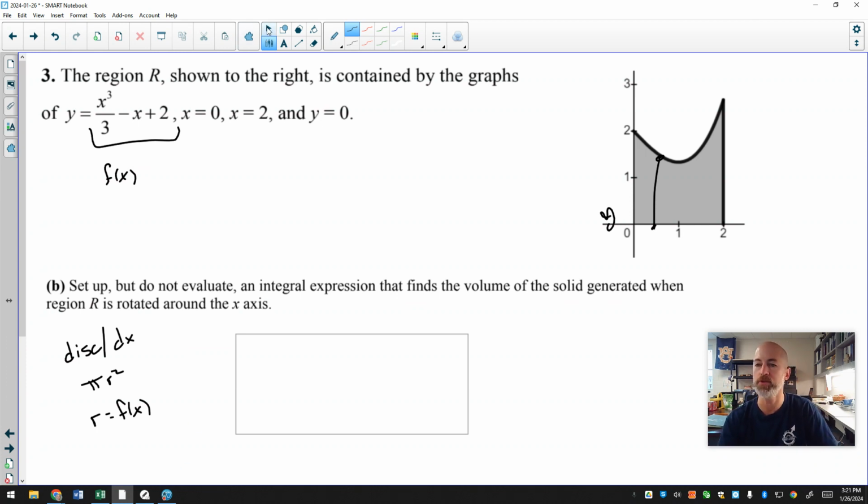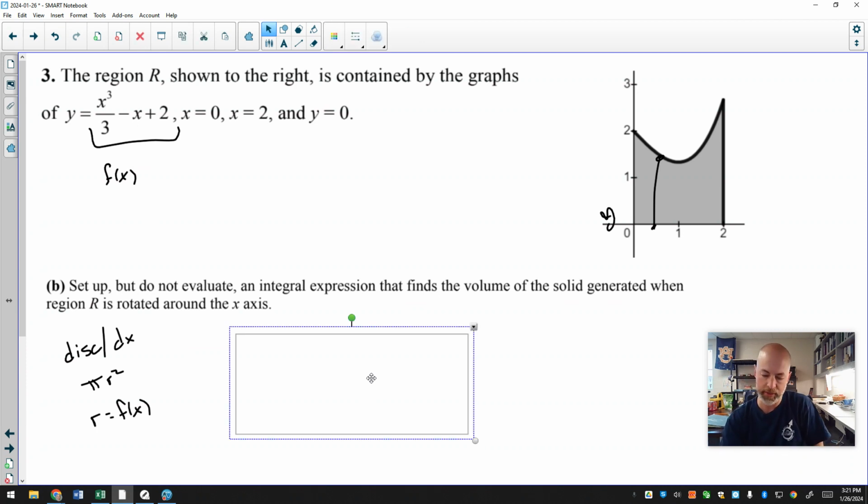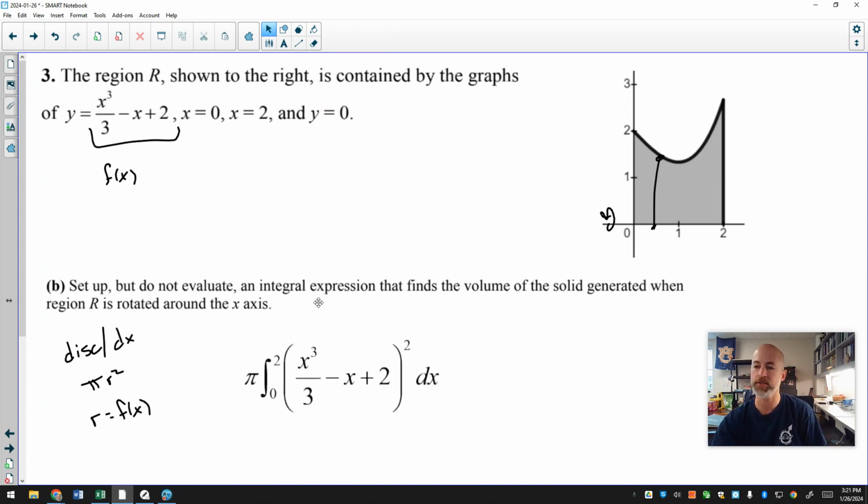Again, I'm going to just show the answer. If you want to set it up and practice it on your own, you can. And here is the answer. This one did ask you to set up, but not evaluate. The reason I wouldn't want to evaluate this is because the only way to do that antiderivative without a calculator would be to expand that completely.